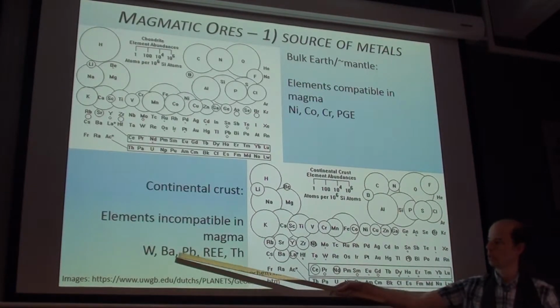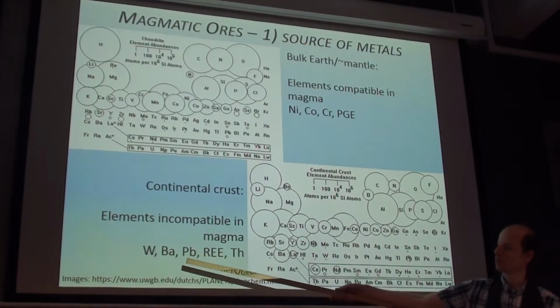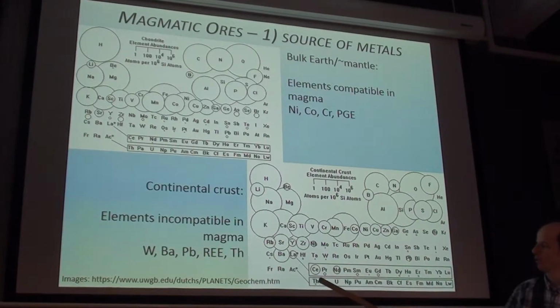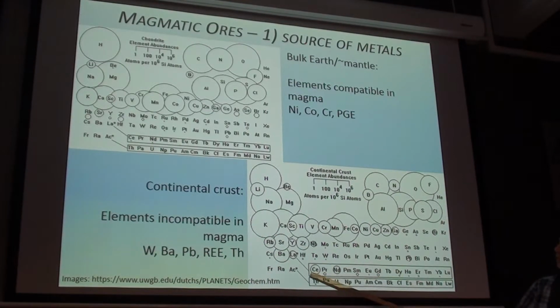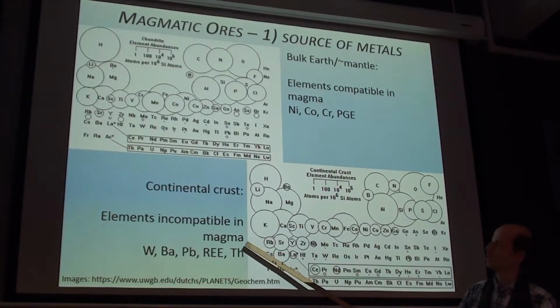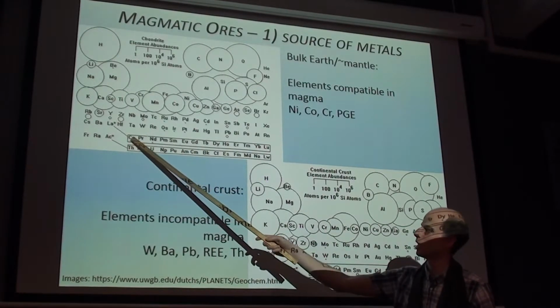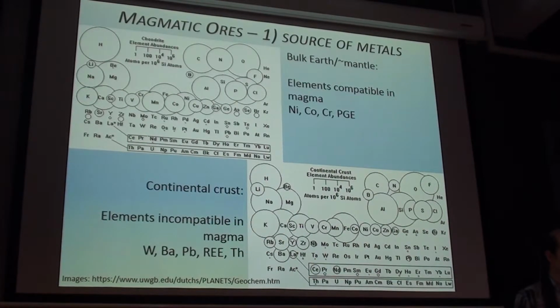And these are usually elements such as tungsten, barium, lead, the rare earth elements. As you can see, there is a much larger abundance of these elements in the continental crust compared to the mantle.